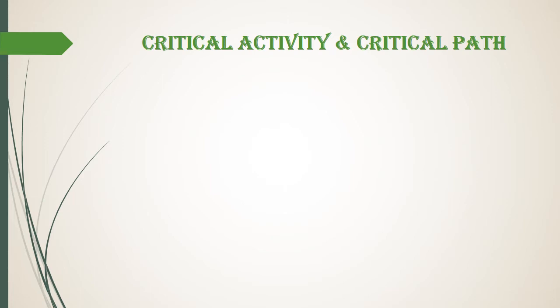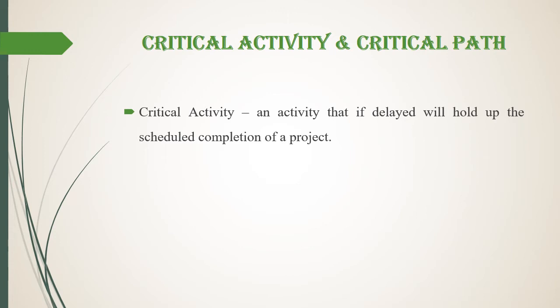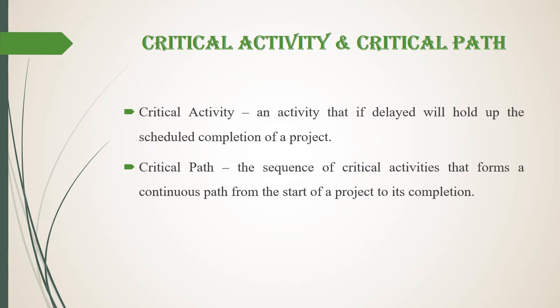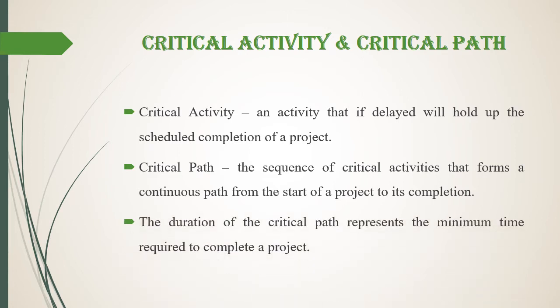Now, what is critical activity and critical path? Critical activity is an activity that if delayed will hold up the scheduled completion of a project. And the critical path is the sequence of critical activities that forms a continuous path from the start of a project to its completion. The critical path generally possesses the maximum duration. The duration of the critical path represents the minimum time required to complete a project.